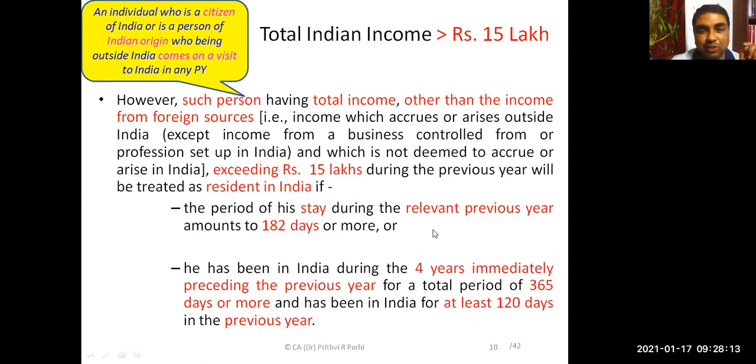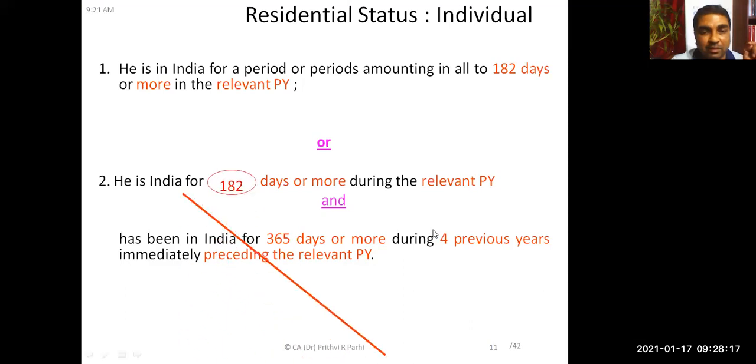That means in this kind of situation, what will happen? The first condition, 182 days, is as it is. But in the second condition, where it was 60 days plus 365 days, the 60 days was 182 days in 3 exceptional cases. But in one more case, that is the third case: if the person is a person of Indian origin or an Indian citizen coming to India, and his total Indian income exceeds rupees 15 lakh, then the 60 days shall be read as how many days? 120 days. Did you understand?